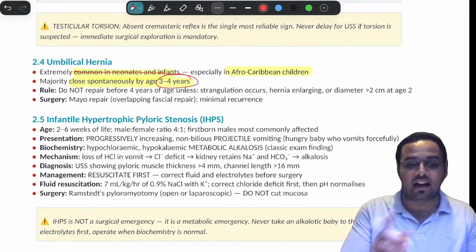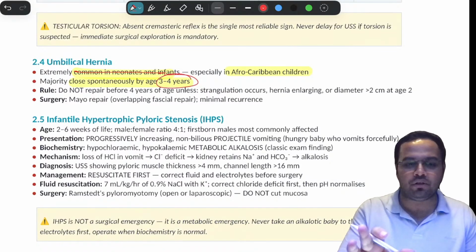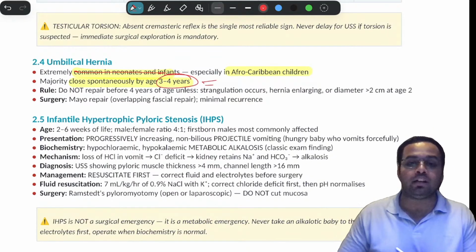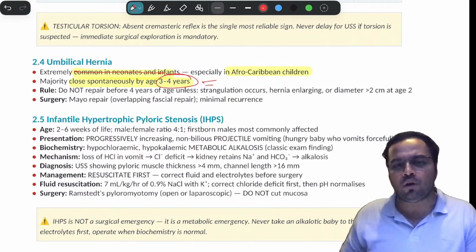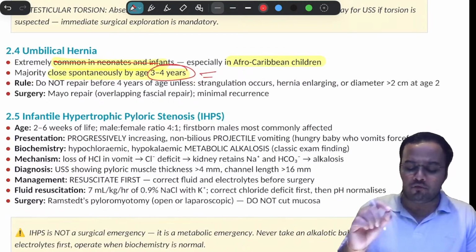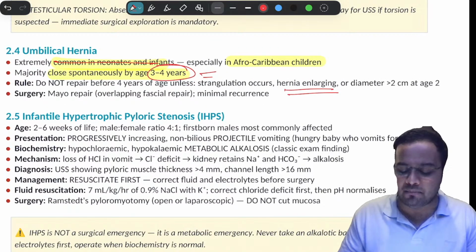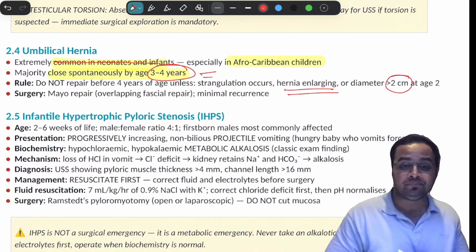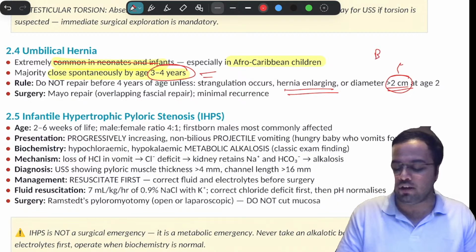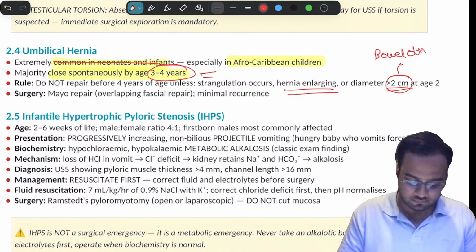So again, as I said, inguinal hernia, operate whenever you see it. Hydrocele, wait for 2 years. Undescended testis, 6 months. Umbilical hernia, you can wait for 3 to 4 years. But sir, what is the indication to operate the hernia? When should you consider operating? When the hernia is enlarging or the diameter is more than 2 centimeters. Whenever the diameter is more than 2 centimeters, there might be a risk of bowel obstruction.